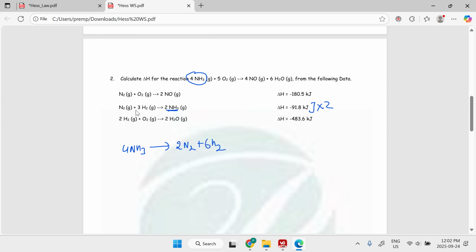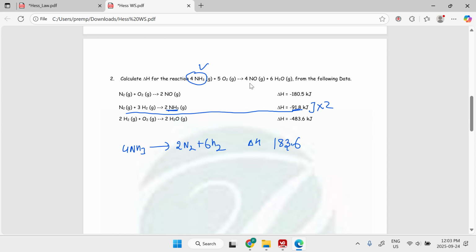Remember, I am multiplying the whole reaction by 2. Please remember it. And then we have delta H. Because I flipped it, the sign will change, and I have to also multiply it by 2. So it should be 183. Okay, so delta H is 183 with the positive sign. We are done with this part.